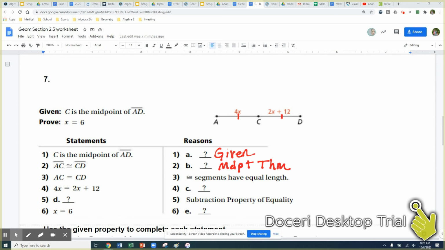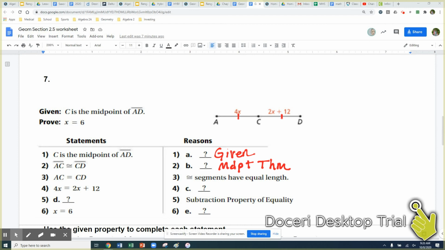Problem 4, 4x equals 2x plus 12. So if you go back and look, 4x is the unknown of AC, 2x plus 12 is the unknown of CD. So what we're doing is we're taking AC out and we're replacing it with its unknown, 4x. We're taking CD out, we're replacing it with 2x plus 12. So what do we call that when we're replacing something? And you also do it if you're in sports. You go in, you replace somebody who's in the game. What do we call that?